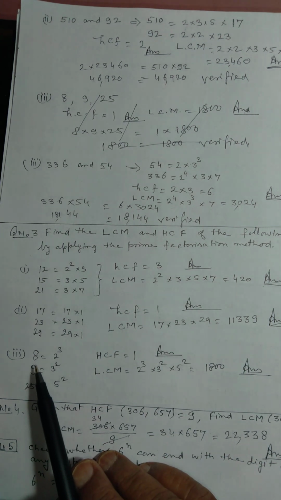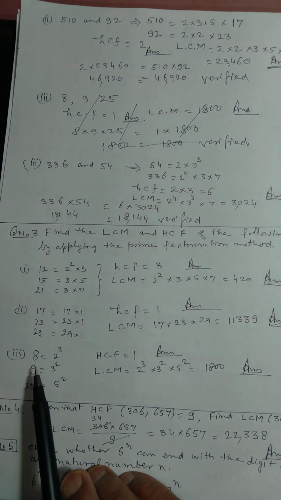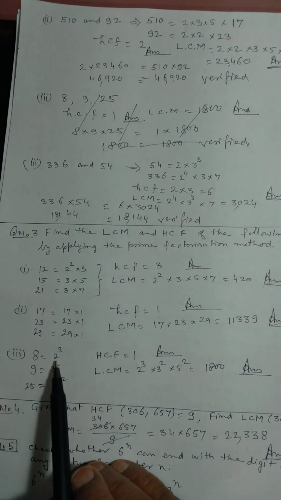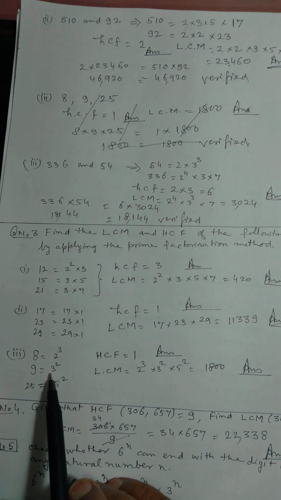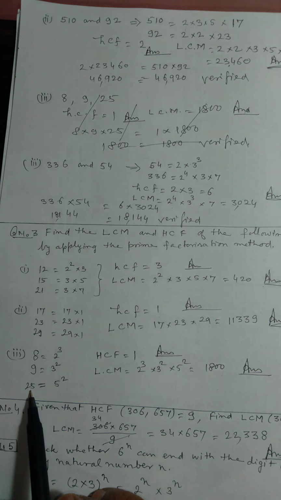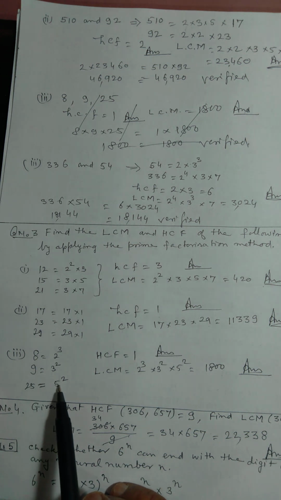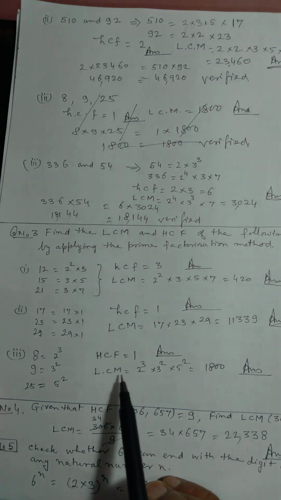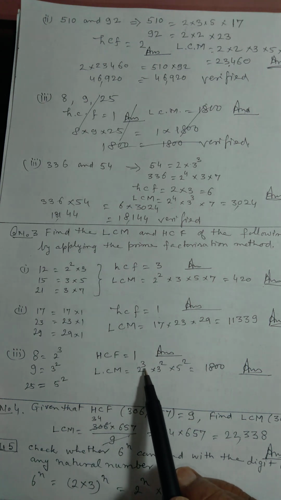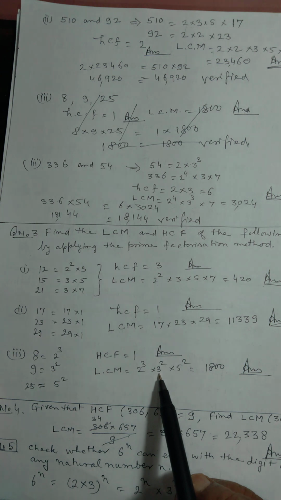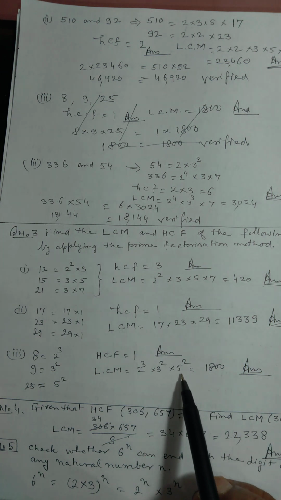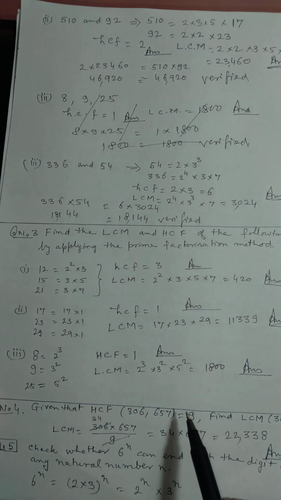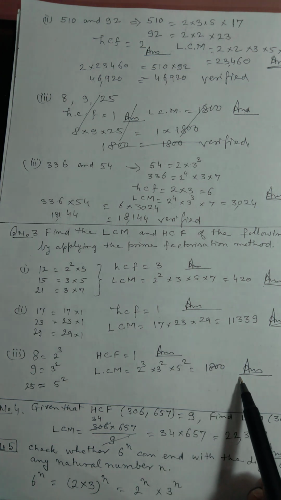Now the third part of question number 3, that is 8, 9 and 25. 8 can be factorized as 2 raised to power 3. 9 can be factorized as 3 raised to power 2. 25 can be factorized as 5 raised to power 2. So the HCF is equal to 1. The LCM is equal to 2 raised to power 3 into 3 raised to power 2 into 5 raised to power 2, that will be equal to 1,800. So this will be the answer.